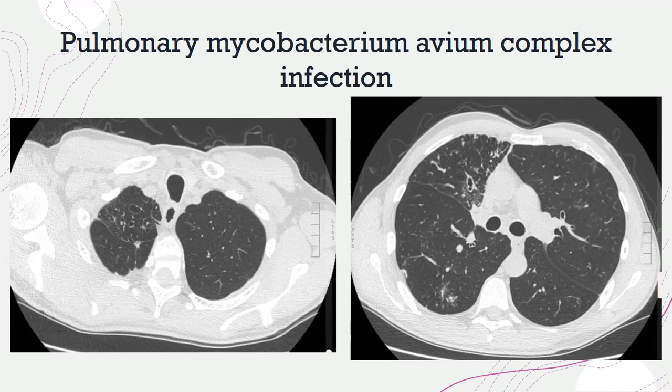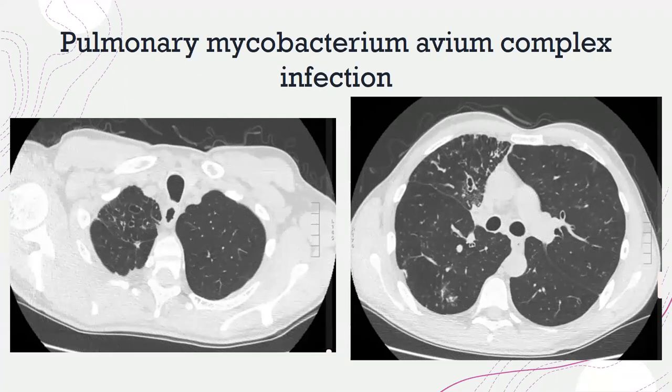And then on the left side of your screen, you see the same patient in the upper lobes, you have very extensive bronchiectasis. As we continue the images going down for this patient, you would also see bronchiectatic changes in the right middle lobe and inferior lingular segment as well.